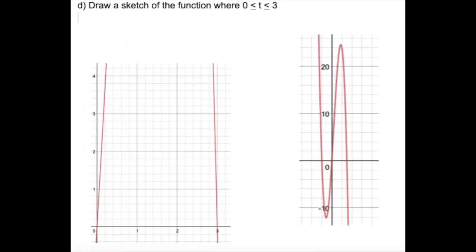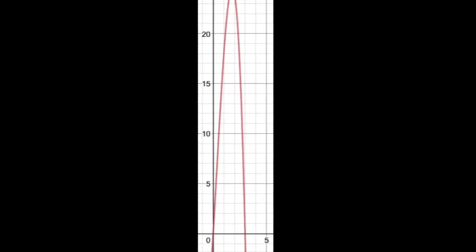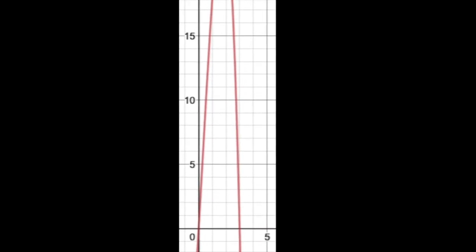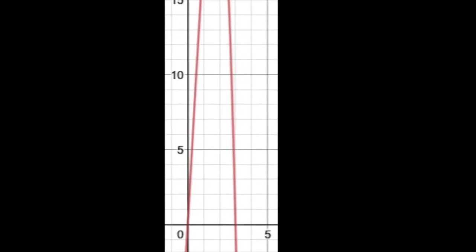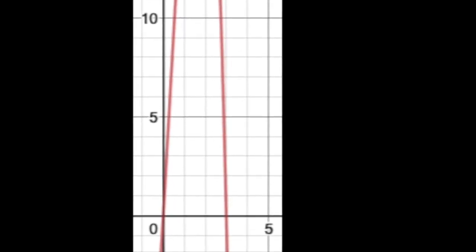Moving on to question D, it is going to ask us to draw a sketch of the function where t is between and equal to 0 and 3. This question is pretty straightforward. All you have to do is forget about all the other parts on the graph except for the curve that goes from 0 all the way up and over down to 3. And that's where the graph will stop for this question.